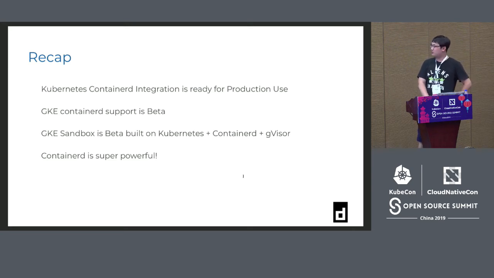The Kubernetes containerd integration is ready for production use. We recommend you shift. Otherwise, maybe two to three years from now, if you have not shifted, you may have some problems, because a lot of Docker Shim functions will not be updated, and you cannot get security fixes or bug fixes, or you can shift to another CRI.